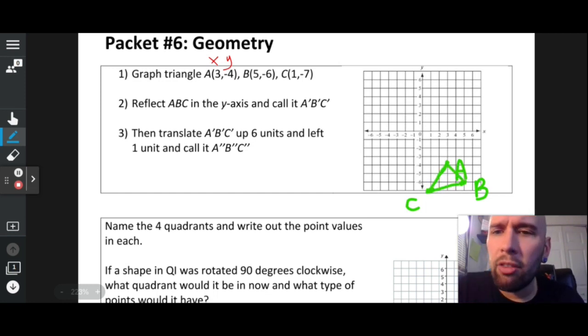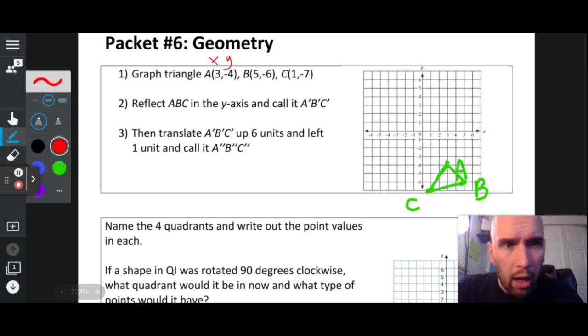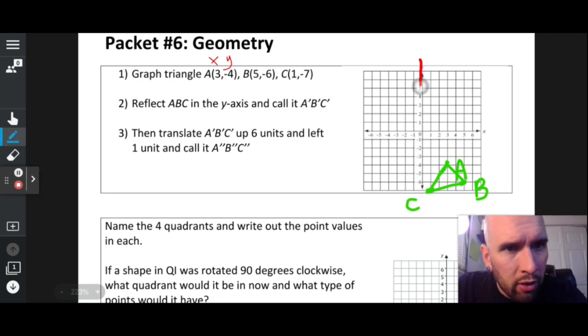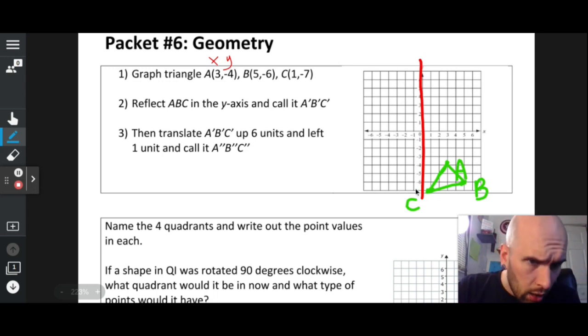Now I'm being asked to reflect it over the y-axis. So what I'm going to do is draw a line on the y-axis. The y-axis is always the vertical up-down axis. And now we just take turns moving things dot by dot. So this is C. C is 1 unit away from the line.